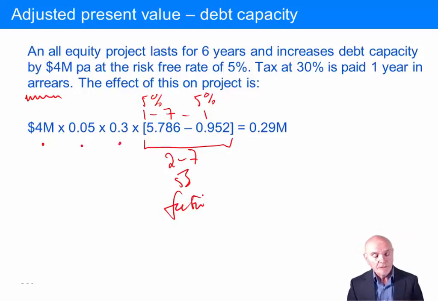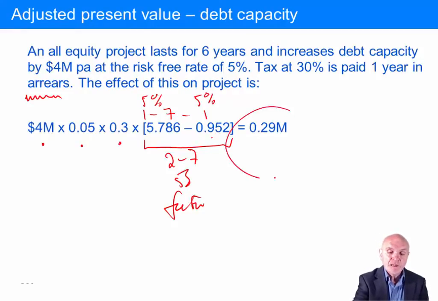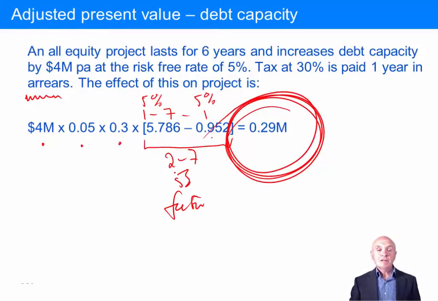If you look it up in the tables, you see 5% at years 1 to 7 is 5.786. The 1 year factor for 5% will be this one here. Subtract 1 from the other, and you're left with years 2 to 7, which is 6 years but deferred 1 year. And so the value of increasing the debt capacity is 0.29 million.